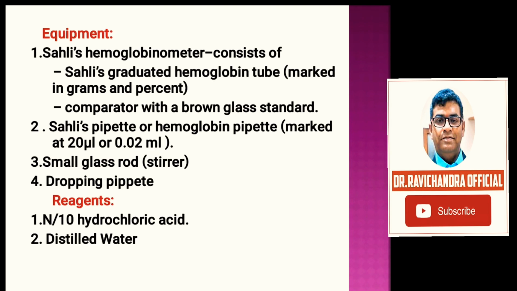Equipment: the Sahli hemoglobinometer, consisting of a Sahli graduated hemoglobin tube which is marked in grams and percentage, and a comparator with brown glass standards. The Sahli pipette or hemoglobin pipette, marked at 20 microliters, is used to collect 0.02 ml of blood. Also needed are a small glass rod or stirrer, a dropping pipette, and the reagents N/10 HCl and distilled water.